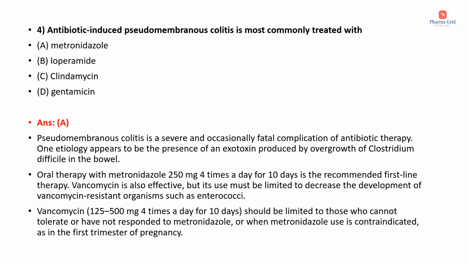So oral therapy with metronidazole 250 mg 4 times a day for 10 days is a recommended first line therapy. Vancomycin is also effective, but its use must be limited to decrease the development of vancomycin resistant organisms such as enterococci. The vancomycin dose for pseudomembranous colitis is 125 to 500 mg 4 times a day for 10 days. And vancomycin should be limited to those who cannot tolerate or have not responded to metronidazole, or when metronidazole use is contraindicated, as in the first trimester of pregnancy.